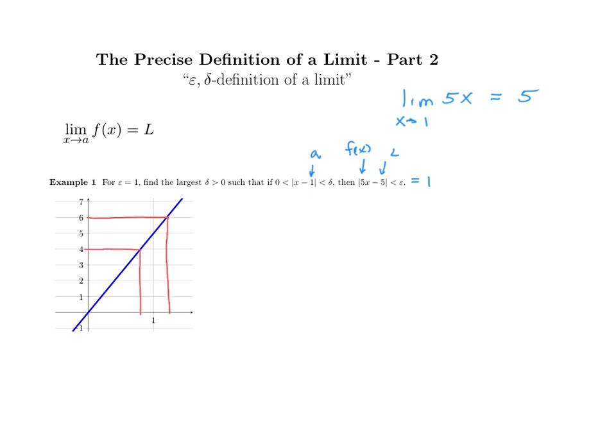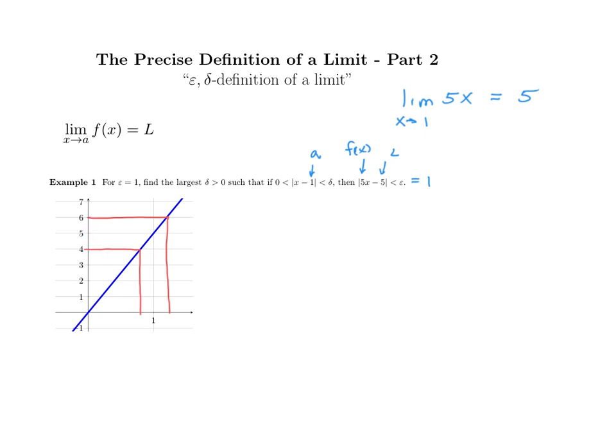So the epsilon is 1, and that means we go up 1 and down 1 around the limit. And then we have to go some distance around 1 down here, and that distance is delta. So that's what this problem is looking for. Find the delta so all this stuff in here gets mapped up to all this stuff in here.